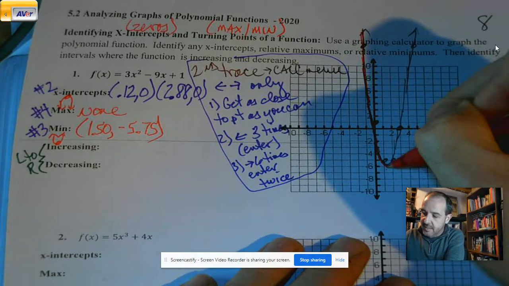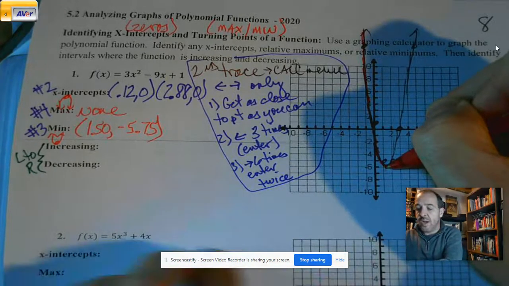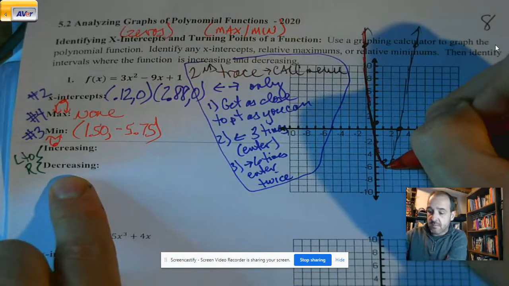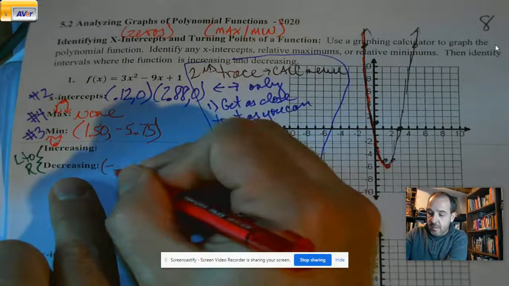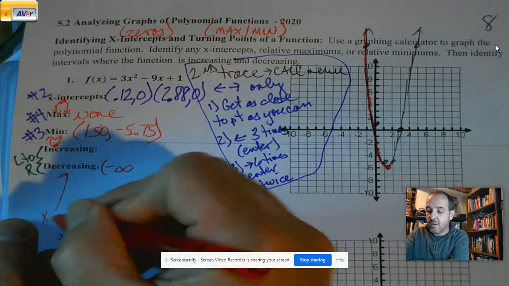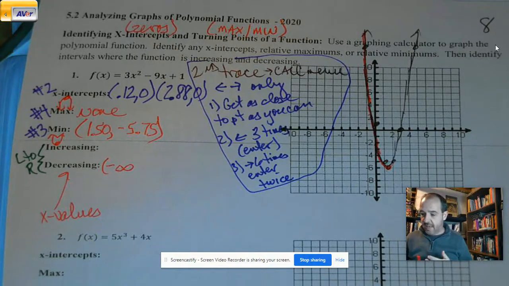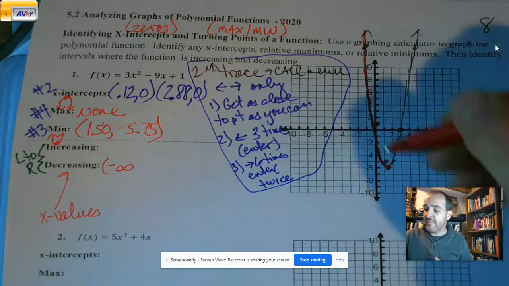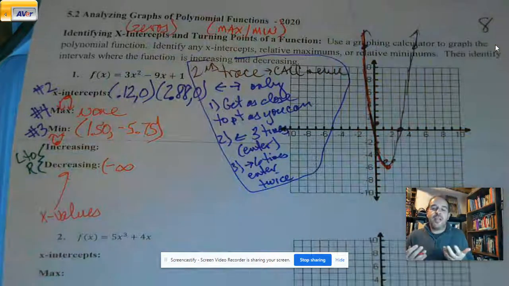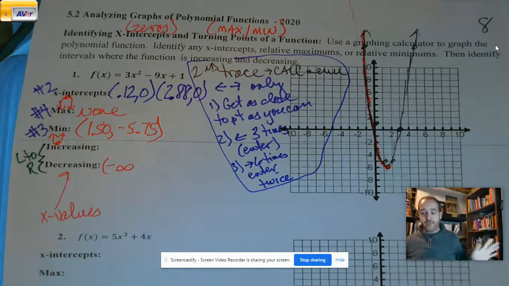So I'm decreasing from negative infinity because with these, we're strictly looking at x values. So this is going forever to the left. If it kept stretching out off the paper and going on, it's going to keep going forever. So negative infinity is where we start. We're always going to start with negative infinity. We're going to end with positive infinity. So we got to cover the whole graph.